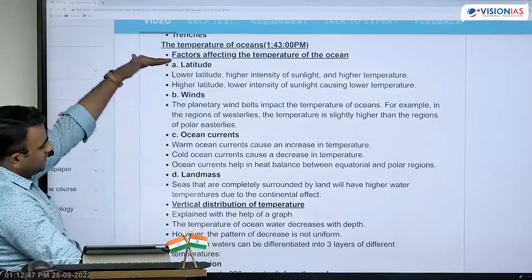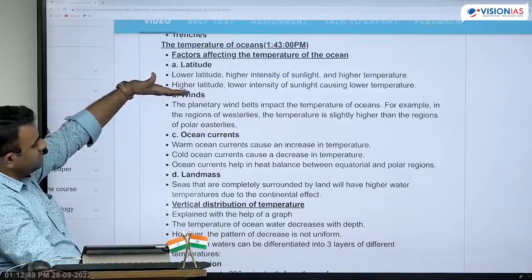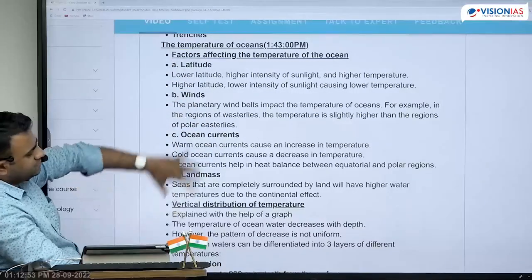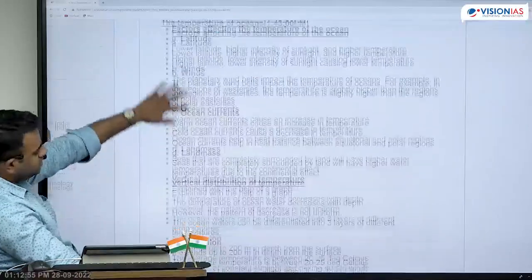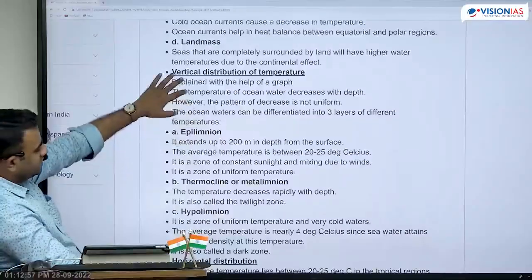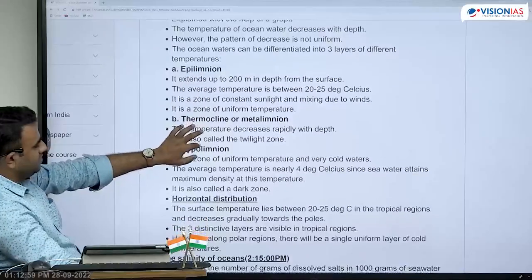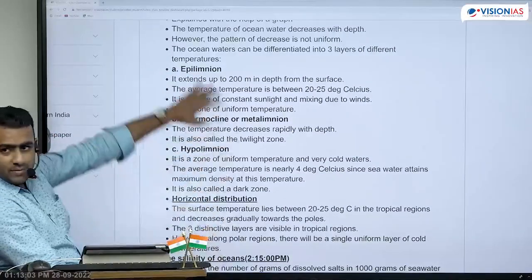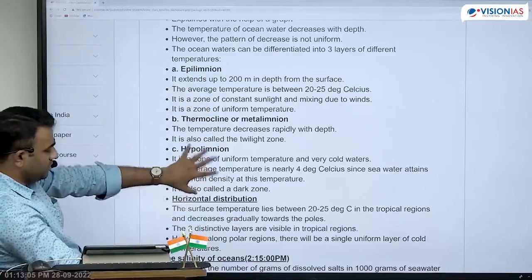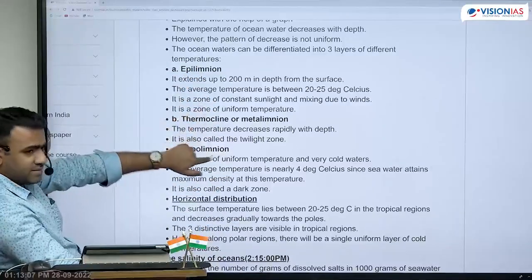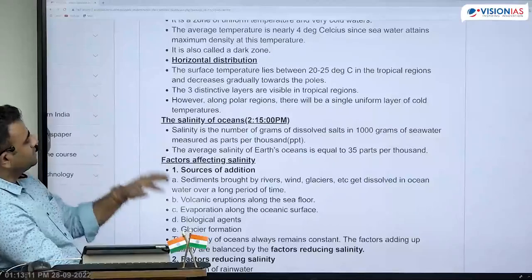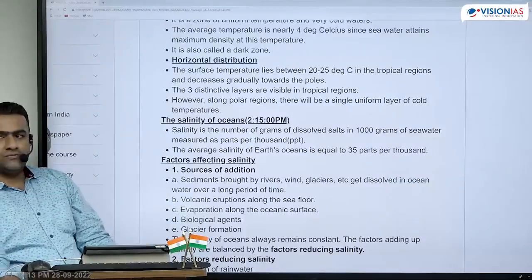So then the next topic was temperature of ocean, the factors affecting temperature of ocean, latitudes, winds, ocean currents, and landmass, how it controls and helps in distribution of temperature across different parts of the ocean. And in terms of the vertical distribution, we demarcated three important regions: epilimnion, thermocline, hypolimnion. Epilimnion, uniform high temperature; hypolimnion, uniform low temperature. In between there is a rapid decline, and that is how the temperature is distributed. Horizontally, how it varies from one latitude to another.